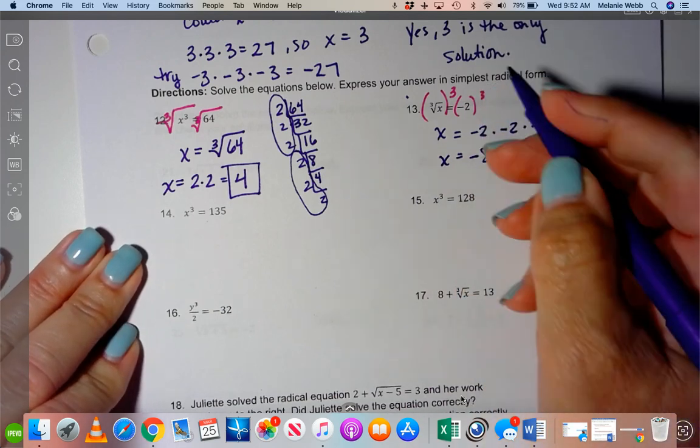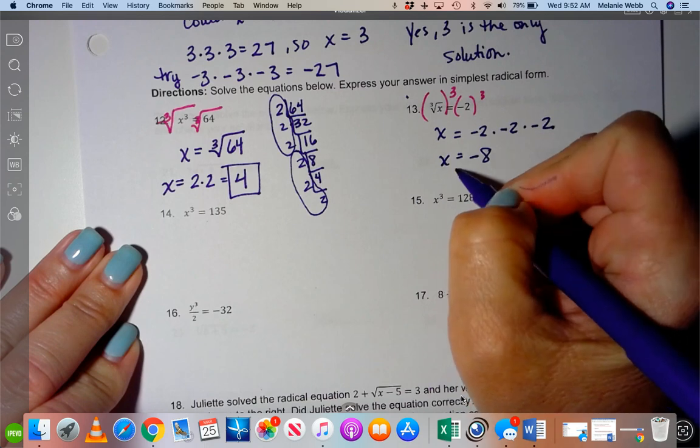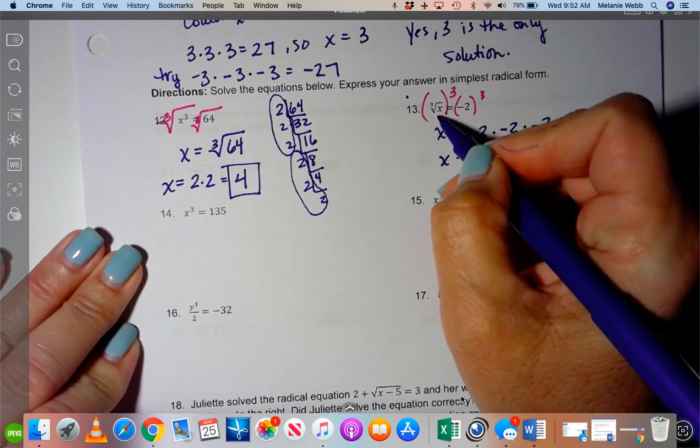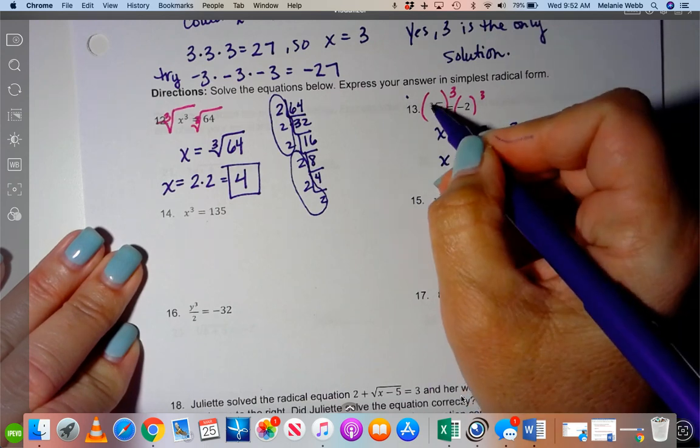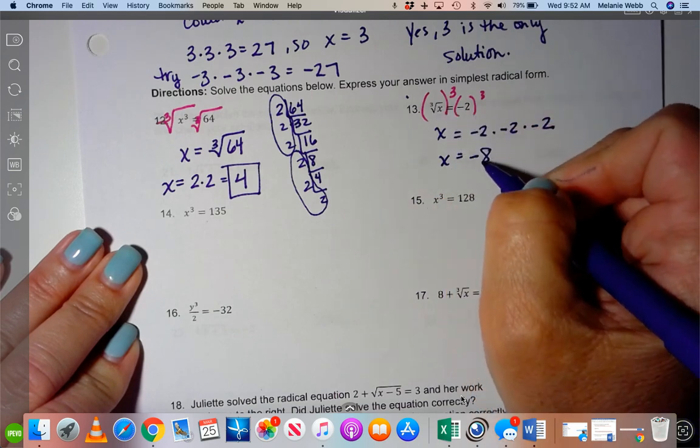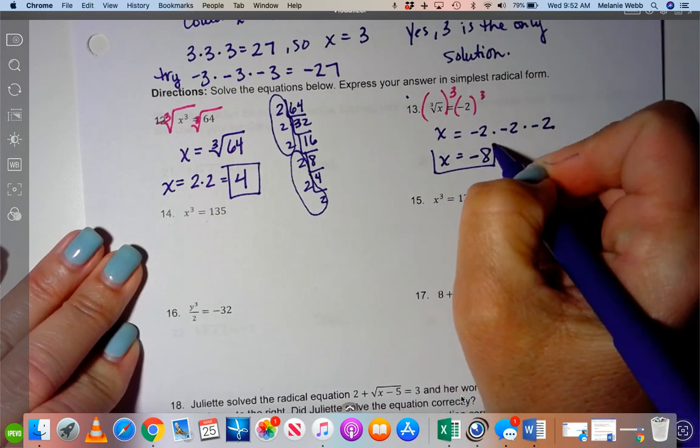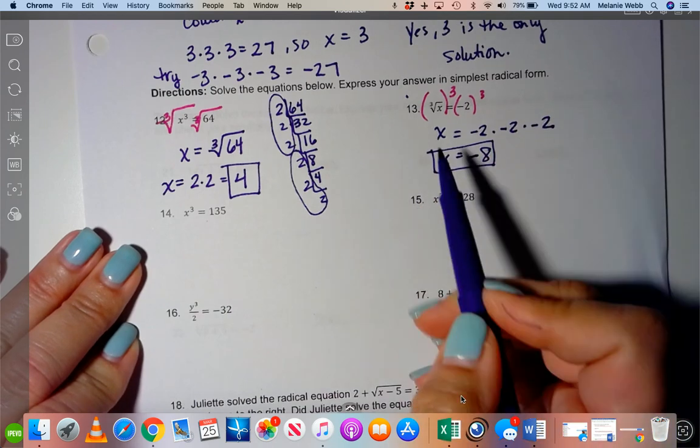So remember, if you plug negative 8 back in for x, you can take a cube root of an odd index. So this works. x equals -8. The cube root of -8 is -2.